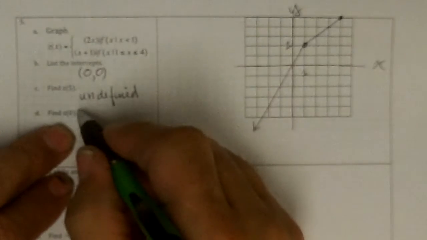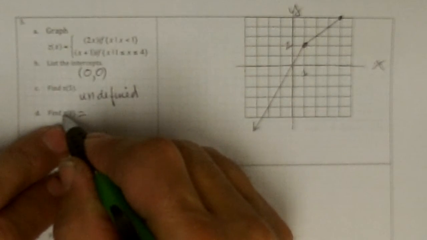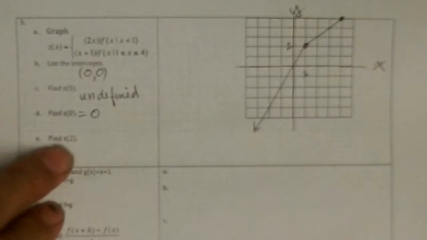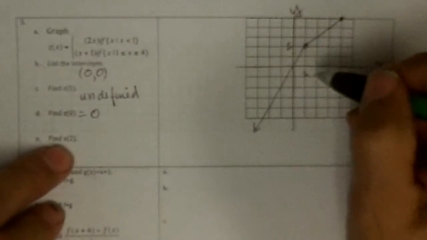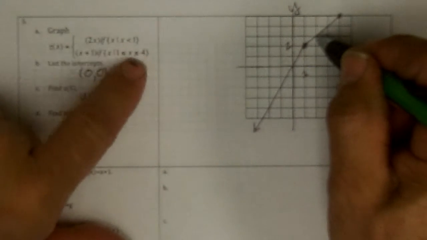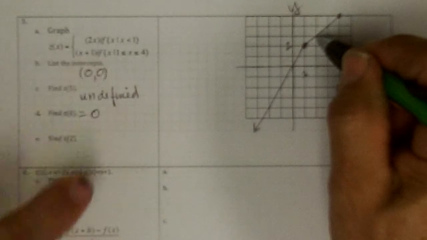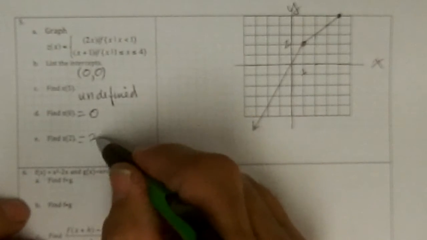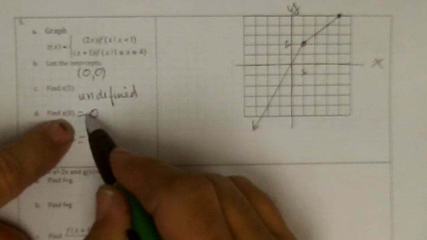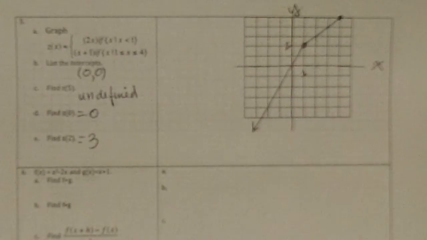Z of 0. 0 is 0. It says find the y value at x equals 0. That is 0. Find the y value when x is 2. 2 is in this one, so it is 3. 2 plus 1 is 3. 0 is in this one. 2 times 0 is 0. And that's number 5. Now number 6.